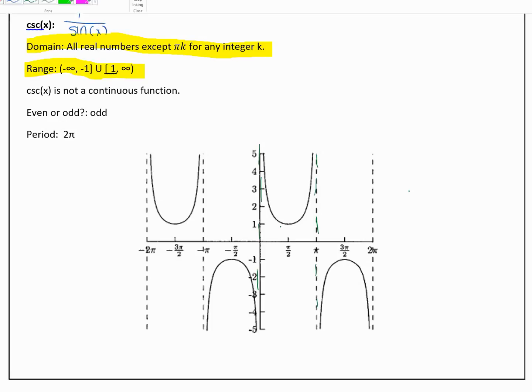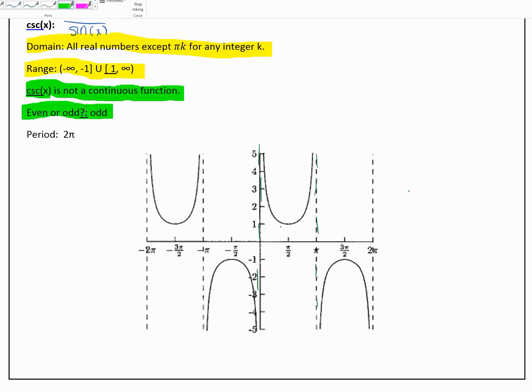Okay, it's not a continuous function because we see we have those asymptotes. Okay, you couldn't draw the whole thing without picking up your pencil. Okay, it's an odd function. And remember that means from the identities that cosecant of negative x would be equal to negative cosecant of x.